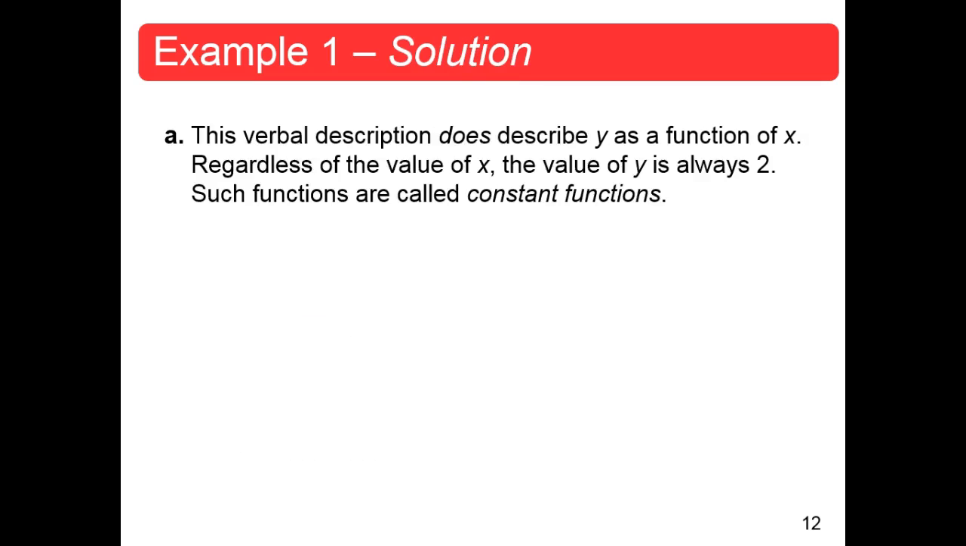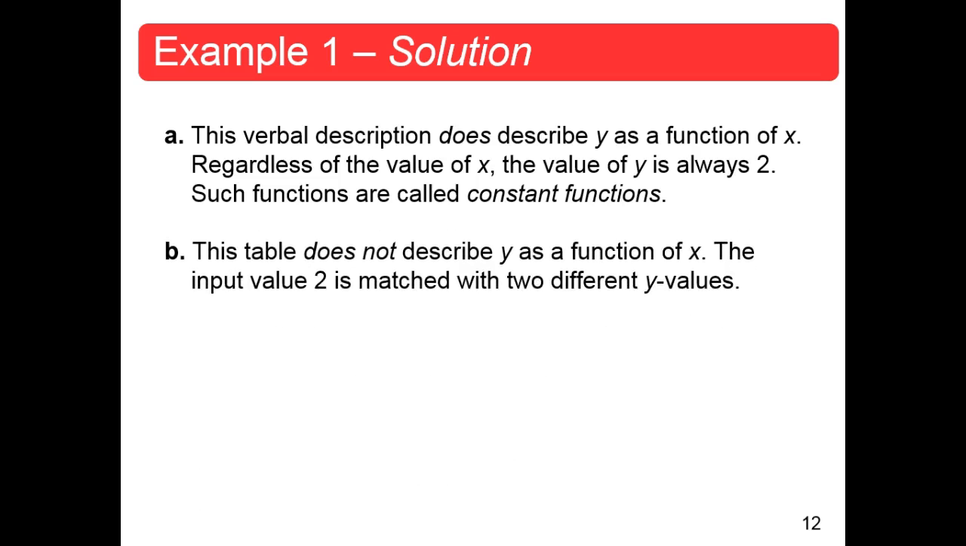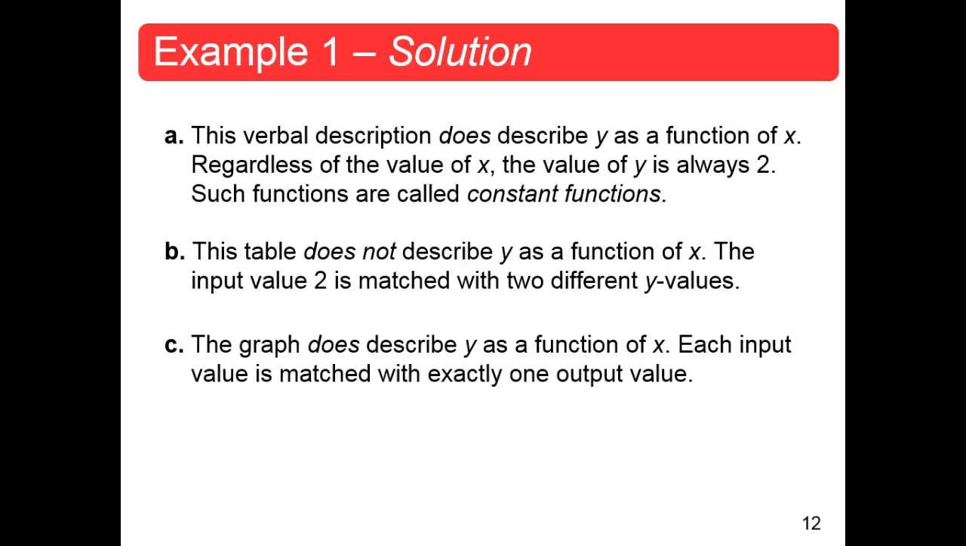Okay, let's see how they did. First one, the verbal description describes y as a function of x. Regardless of the input value x, the value for y is always 2, called a constant function. The second one, the table does not describe y as a function of x because the input 2 matched with 2 different y's. That can't happen. And the third one, the graph does describe y as a function of x. For every input, there's only 1 dot up there. Yes, the same dot can be for 2 inputs, but any one input can't have 2 outputs. So yes, that is a function.